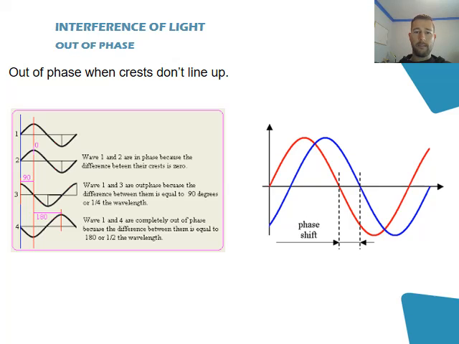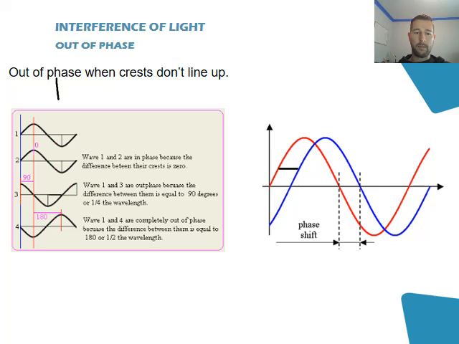Now if 2 waves are not in phase, they're out of phase. This is when the crests don't line up or another part of the wave doesn't line up. Now you can see in the diagram on the right, there's a difference between the 2 waves. So this is called a phase shift. So when one source produces a crest, the other source produces another part of the wave.